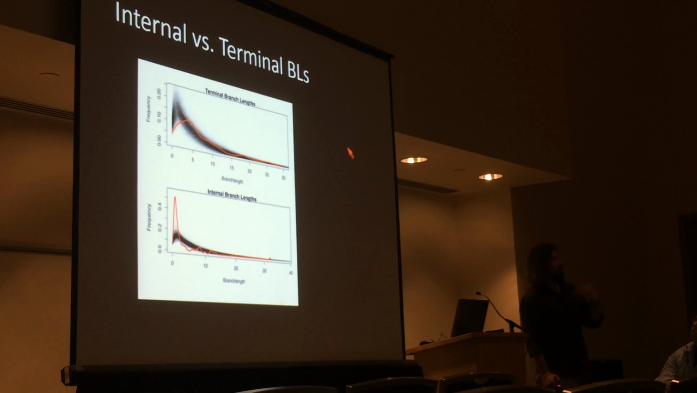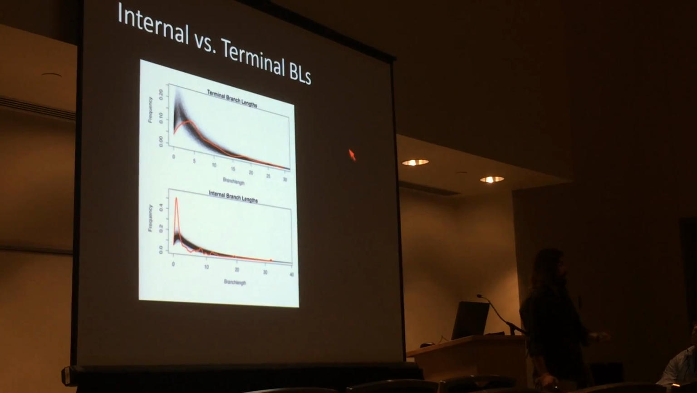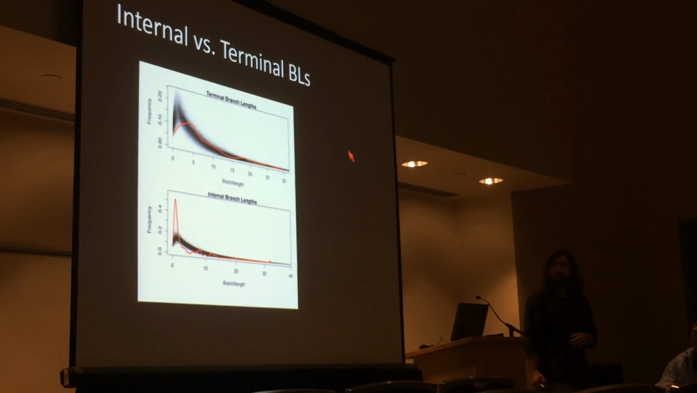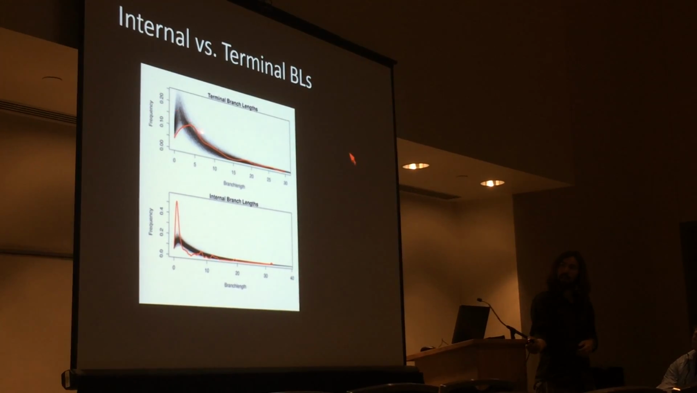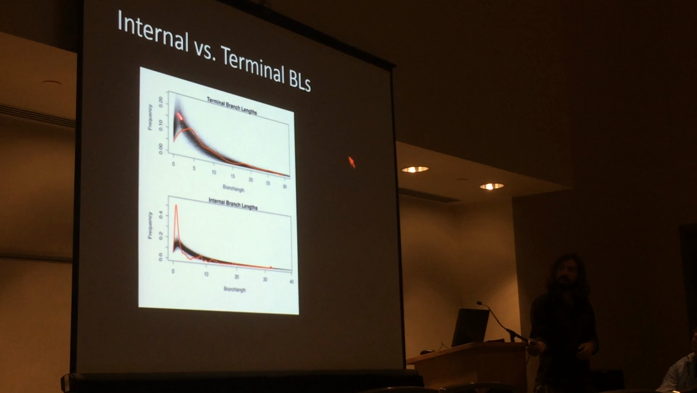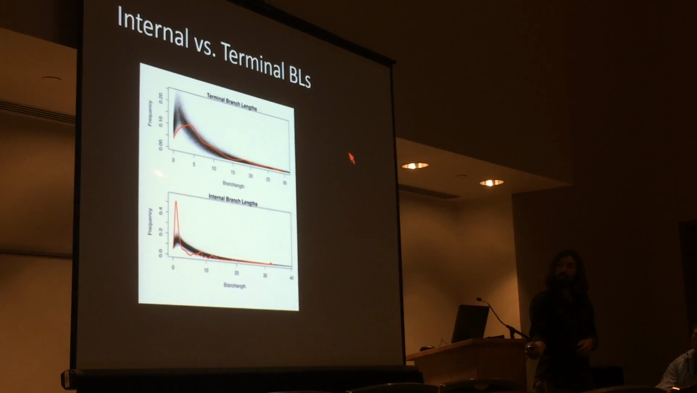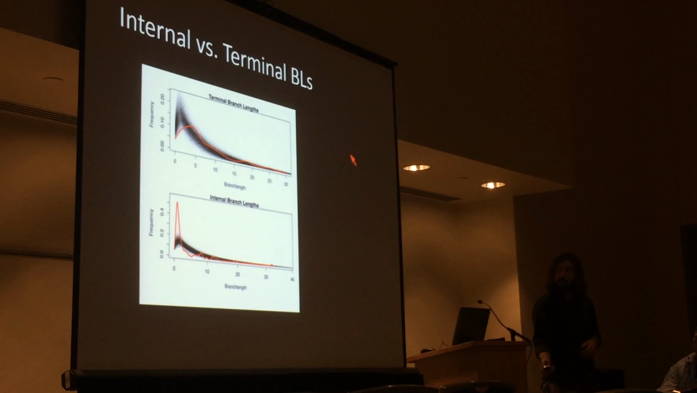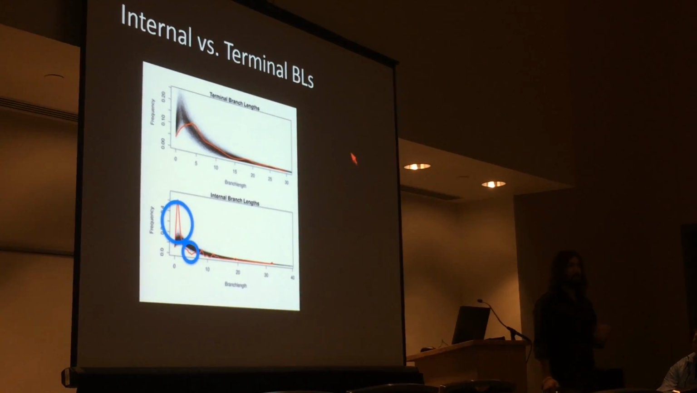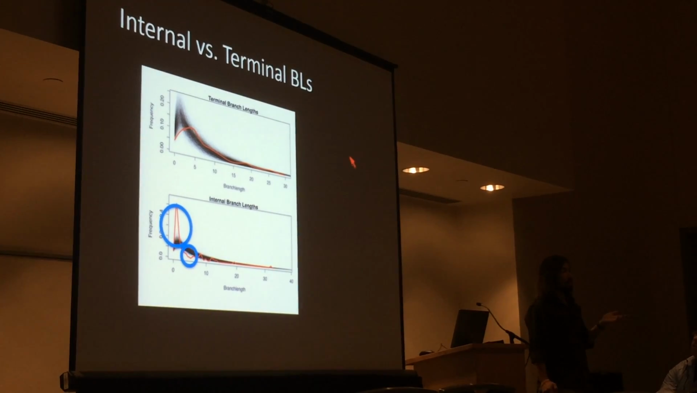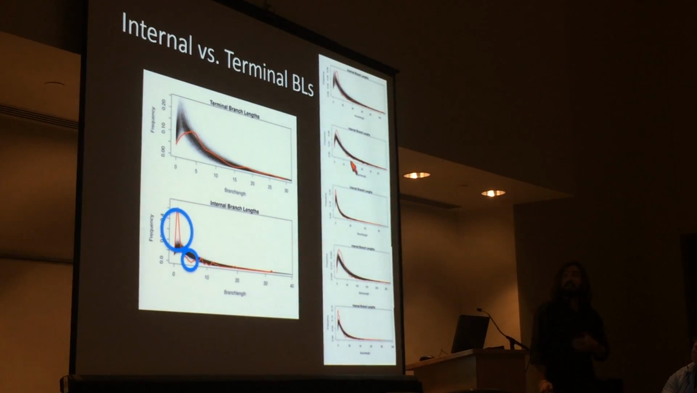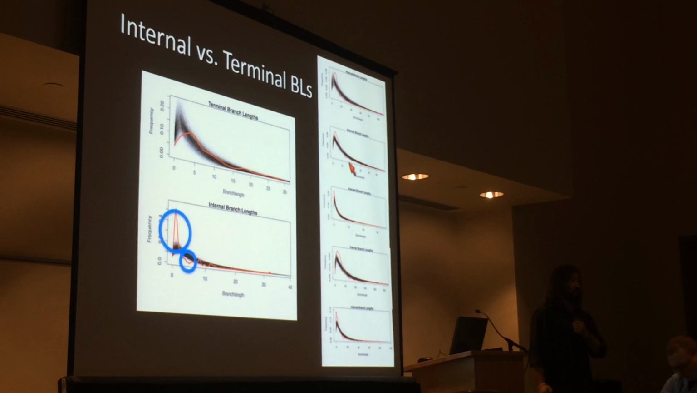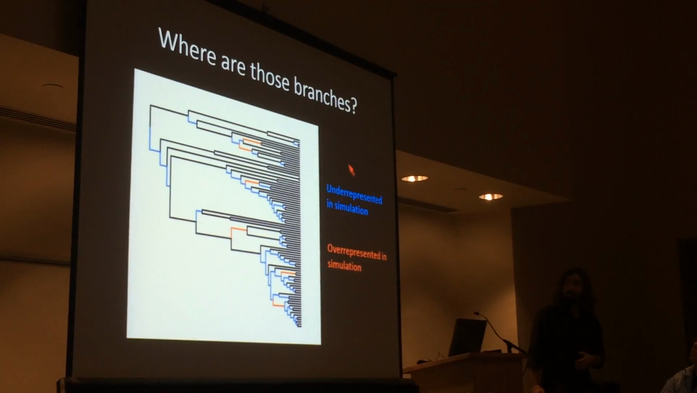However, if we split this up into terminal branches and internal branches, we actually see that while the terminals still seem to kind of match in terms of simulation and empirical, we have some clear outliers here when we look at the internal branches. Some are overrepresented in our simulations, some are underrepresented compared to the empirical tree. And again, we see this in pretty much every tree I ran so far.